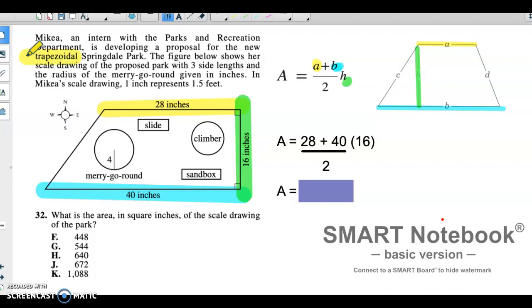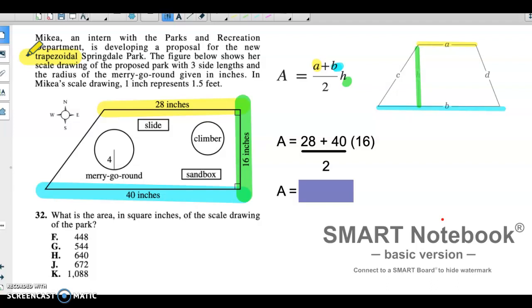So since the drawing is in inches and this question is asking for the area of the park in square inches, we do not have to do any unit conversions, which is good news. So there are a couple ways to do this problem. The first way is to remember how to find the area of a trapezoid. So since the park is trapezoidal, you can find the area of the park simply by using the formula for the area of a trapezoid.